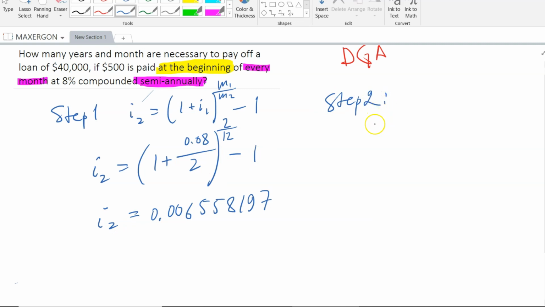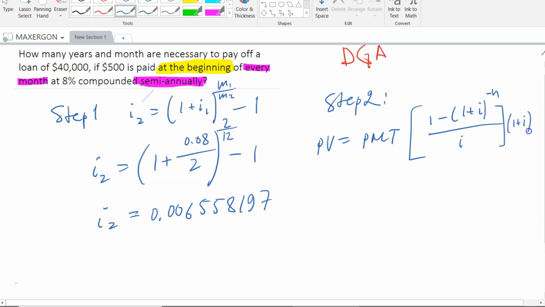In step 2, we need to find n. Let's remind ourselves the formula for present value for due simple annuity. Present value equals PMT times 1 minus 1 plus I, exponent minus n, over I. And then this is also multiplied by 1 plus I. Because this annuity is due annuity, there is this term which we have to multiply by.